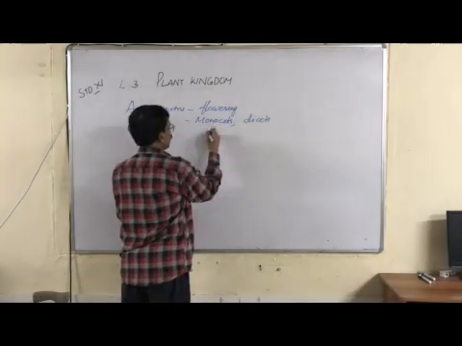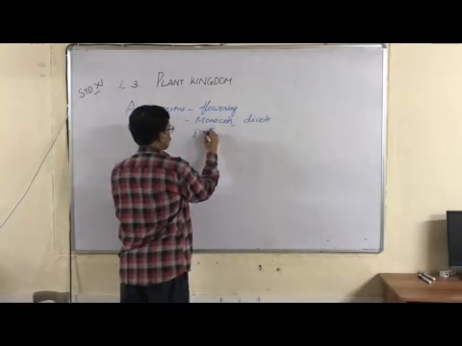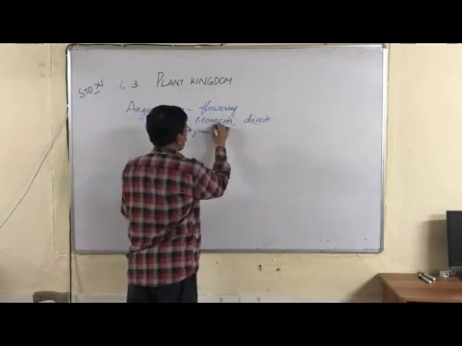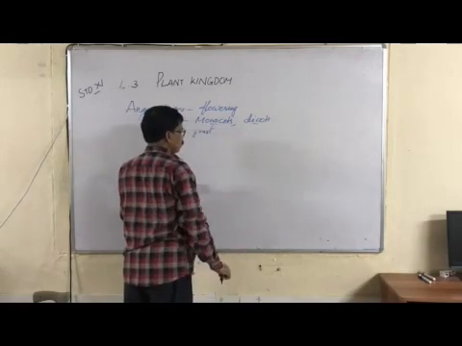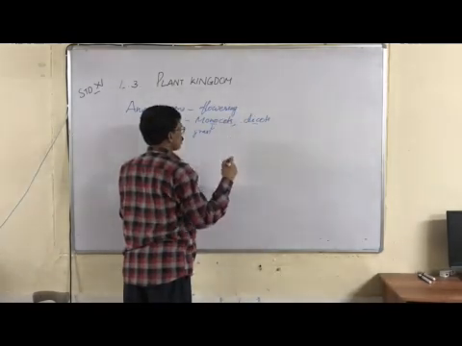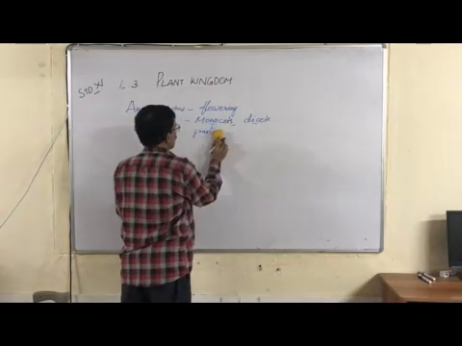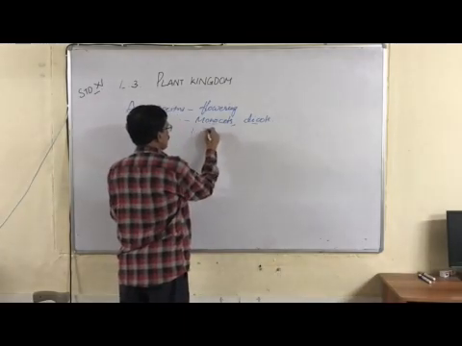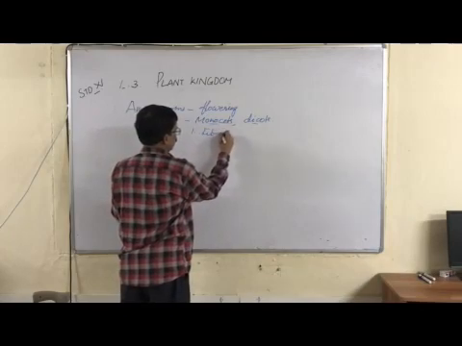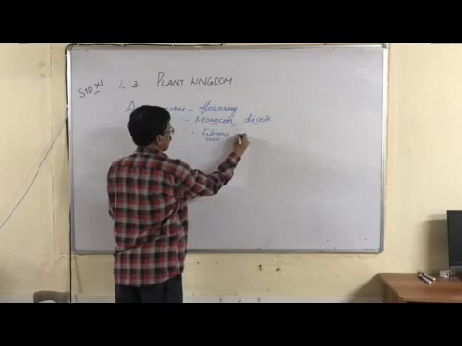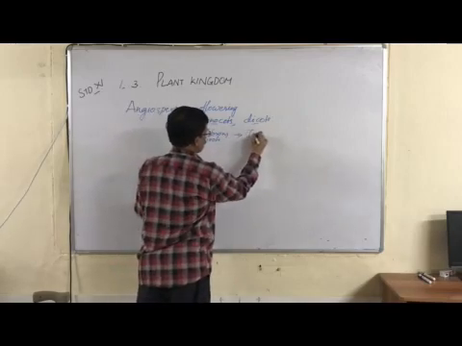Monocots, for example, are all types of grass plants. Dicot plants are more common; any plant that you see around us is a dicot. Monocots have the characteristic feature of a fibrous root system, whereas dicots have a taproot system.